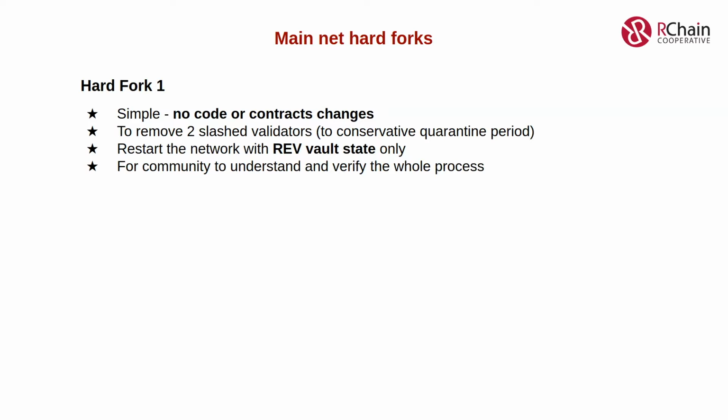So what does this mean? This means that we will get rid of all of the state on the mainnet, and we will transfer only the rev vault state. This means all the rev addresses with the balances. And of course, in this first hard fork, because we are not doing any other changes, we want to focus on the community understanding the whole process, and we will specify it so that if you want to check this for yourself, you'll be able to do this. Maybe this process will be time consuming, but it must be easy to check and easy to understand.